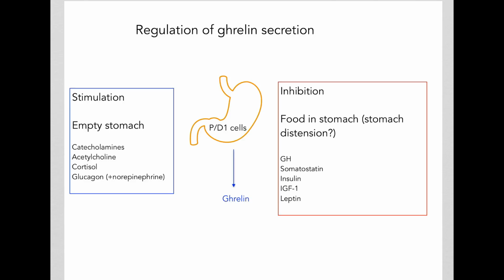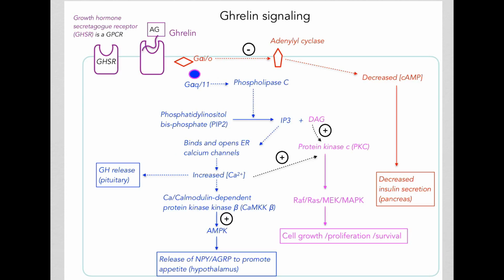The secretion of ghrelin is inhibited by the presence of food in the GI system, for example, food in the stomach as well as the duodenum. Stomach distension may be partly responsible for ghrelin inhibition, although by itself it doesn't inhibit ghrelin, as recent studies show. There are also several chemicals that can inhibit ghrelin secretion, and that includes growth hormone, somatostatin, insulin, IGF-1, as well as leptin. A few words about ghrelin signaling.